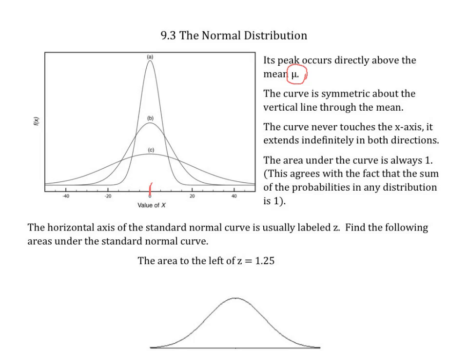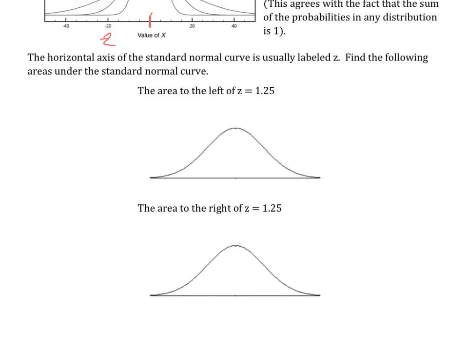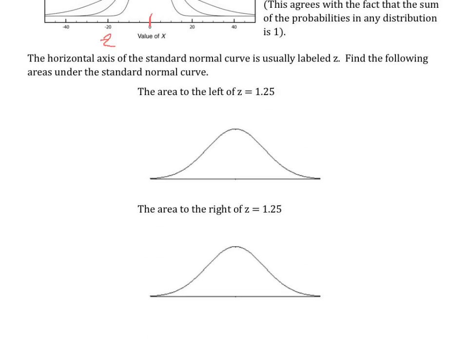The horizontal axis of the standard normal curve is usually labeled z, so we're going to label our x-axis z. Find the following areas under the standard normal curve. So we're going to need to use Appendix C in the back of our book.